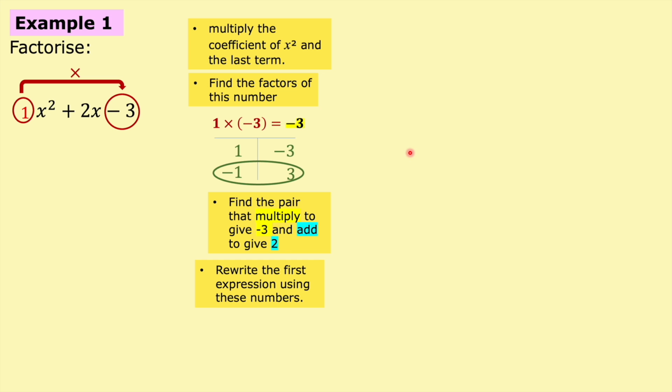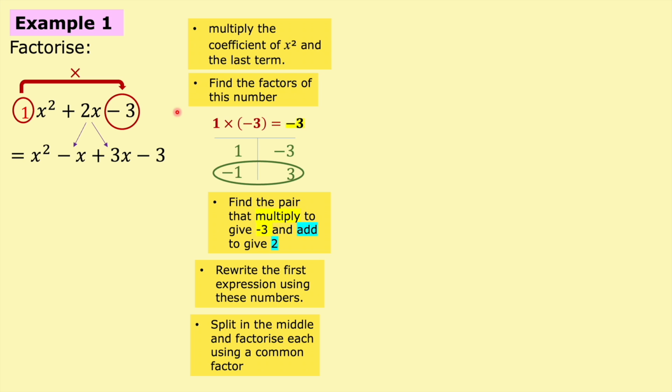Now we need to rewrite the first expression using these numbers. We're splitting up this plus 2x into negative 1x plus 3x. So we'll get x squared, and then there's an invisible 1, we don't tend to write that, negative x plus 3x subtract 3.